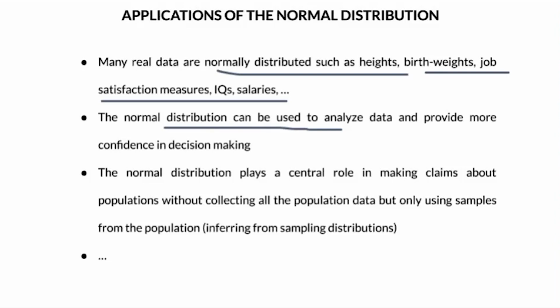And not just that, the normal distribution plays a very central role in something we call inferential statistics, which is making claims about a population based on sampling. That is the central theme of your next session, in which you will be learning the central limit theorem and things like that. So the normal distribution is quite important in statistics and data science for all these reasons.